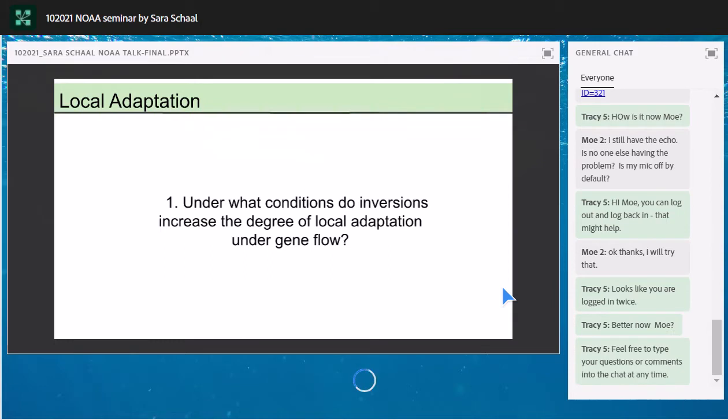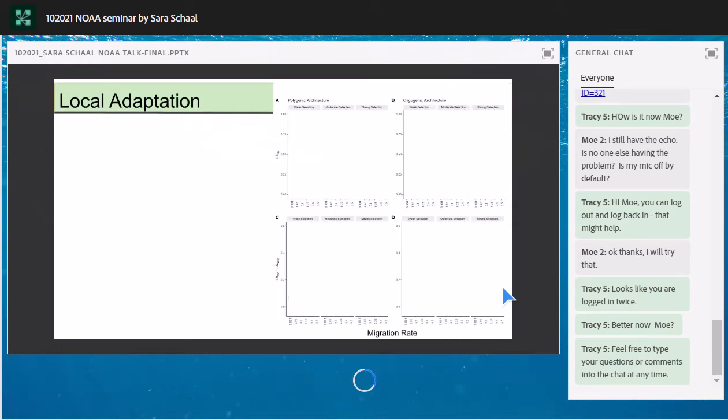And so to hop into my results, looking at under what conditions do inversions increase the degree of local adaptation under gene flow? So when are those inversions actually beneficial under conditions we would expect with ecotypes? I'm just going to take my time to orient you, because the rest of the figures for this section are going to be in this orientation. On all of the x-axes is the migration rate. I did a number of different parameter combinations, and I'm going to show you all of the migration rates, from 0.001 to 0.5, so low migration to high migration.